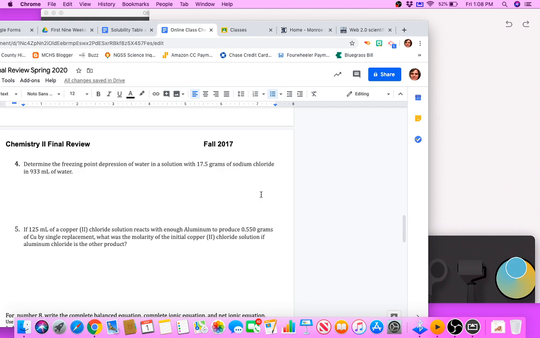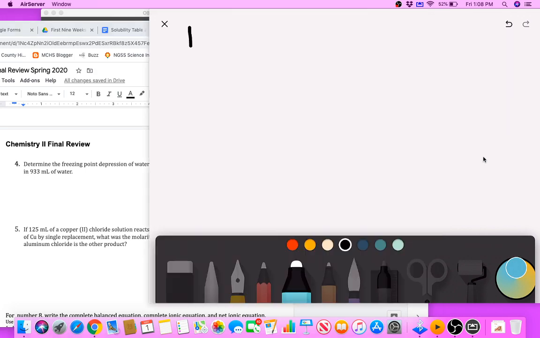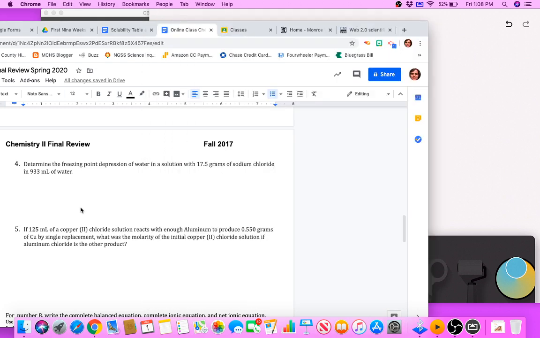So we have 125 milliliters of copper 2 chloride. Again, I'm just writing this on my iPad. And copper 2 chloride, again, copper 2 means copper with a positive 2 charge. Chloride is chlorine with a negative 1 charge. So if copper is positive 2 and chlorine is negative 1, then our formula is CuCl2. We're going to be needing that in a minute, so we might as well go ahead and write it. All right, it's going to react with aluminum to produce 0.550 grams of Cu. So we're going to have 0.550 grams of Cu.